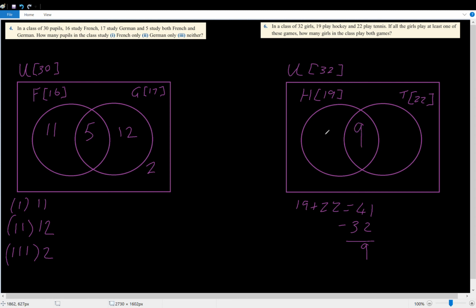Now we can fill in the other parts of this set. There'll be 10 out here, because 10 plus 9 is 19. And there will be 13 out here, because 9 plus 13 is 22. And the way we know for certain that we got this right is if we check our total count. So 10 plus 13 is 23, and 23 plus 9 is 32. So we know we've got the numbers filled in right. And the question asks, how many girls in the class played both games? And that would be this 9 in the middle. 9 people played both games. And that is that.